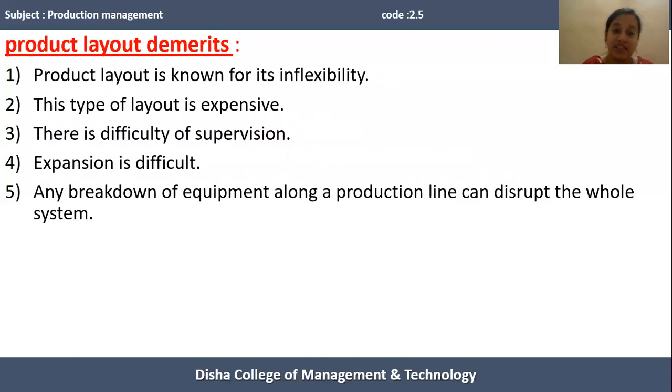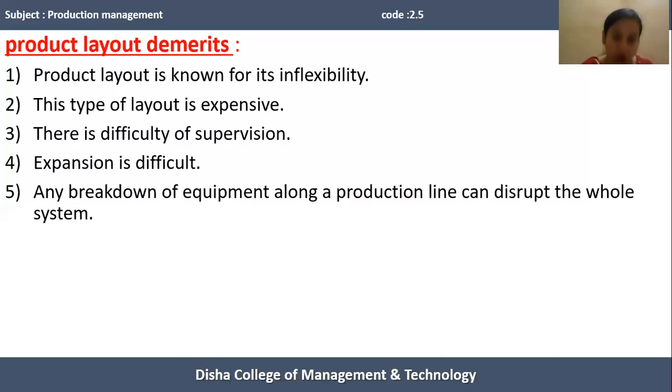Next, expansion is difficult. In case of product layout, expansion is difficult, because for producing a particular product, a different machine setup is required. For a particular product, a straight line has to be arranged. So if the plant wants to add more variety of products, then it is required to arrange a different machine setup for the new product. So with this machine setup, it is difficult for the firm to expand.